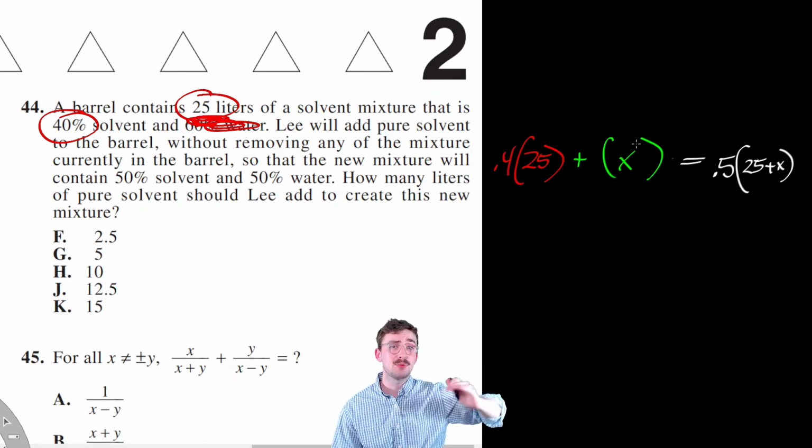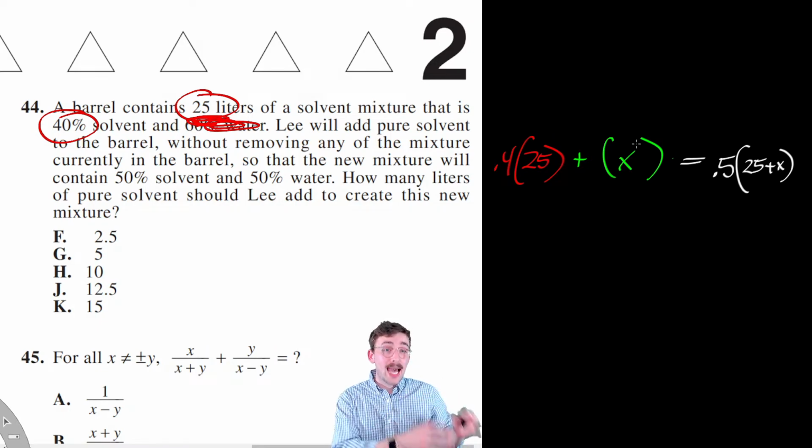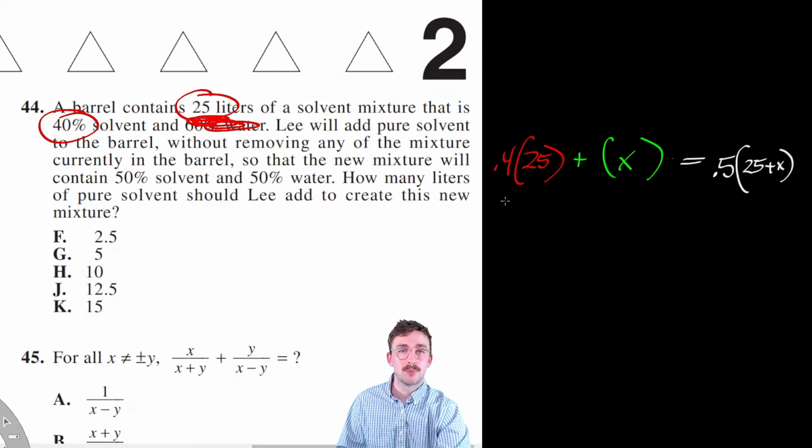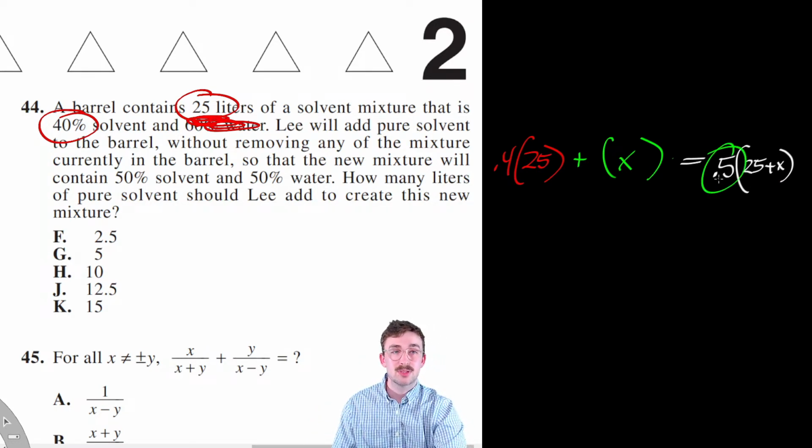So what I'm tracking is just the amount of solvent. If we have 40% of 25 liters, that's a certain amount of solvent. If we add a pure solvent, that's going to give us a number of liters. This is also going to give us a number of liters. If we add those together, they should equal whatever this number is. And this right here is the total amount of stuff, the original amount that I started with plus the amount that I added. But since only 50% of that is solvent, I'm putting that 0.5 in front.